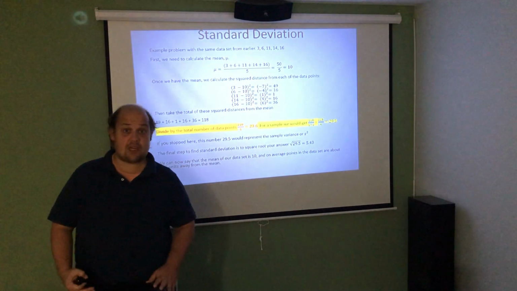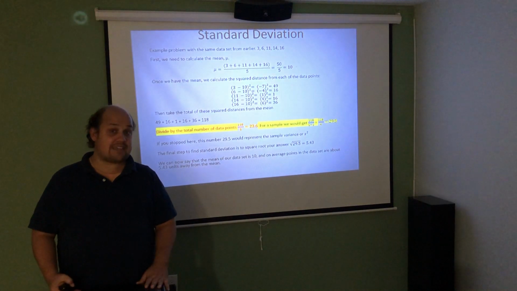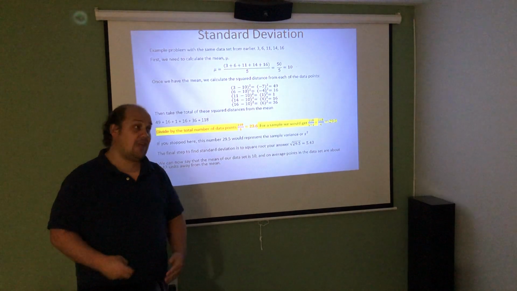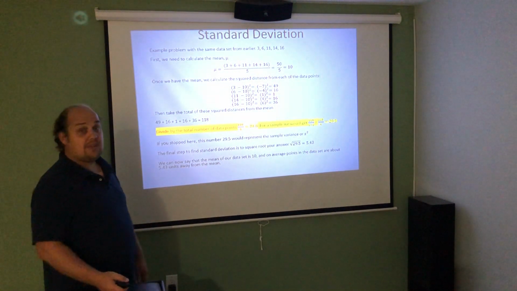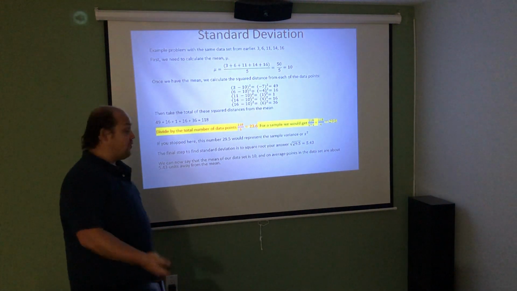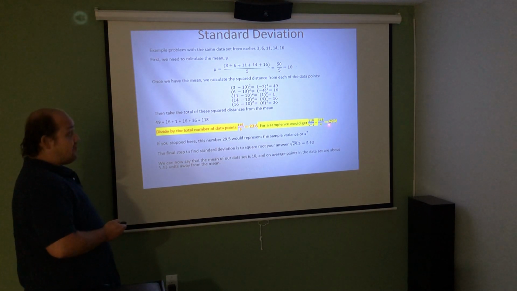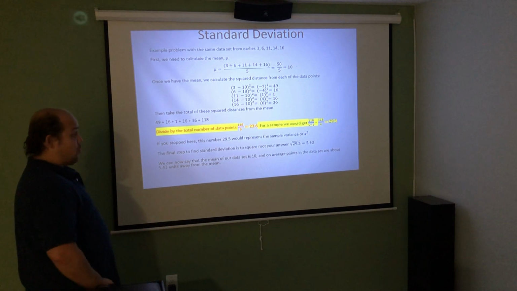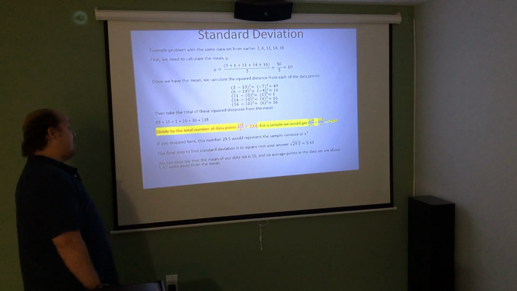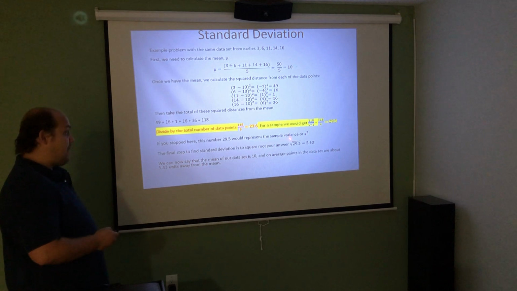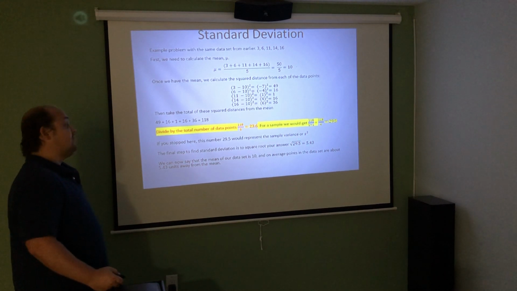That discrepancy will be larger when you have fewer data points. As you get a larger and larger sample, the calculation for population versus the calculation for sample will become closer. So if I stopped here, this would be my sample variance, or s squared. To find the sample standard deviation, I do the same last step. I take the square root, and that gets me to an answer of 5.43.